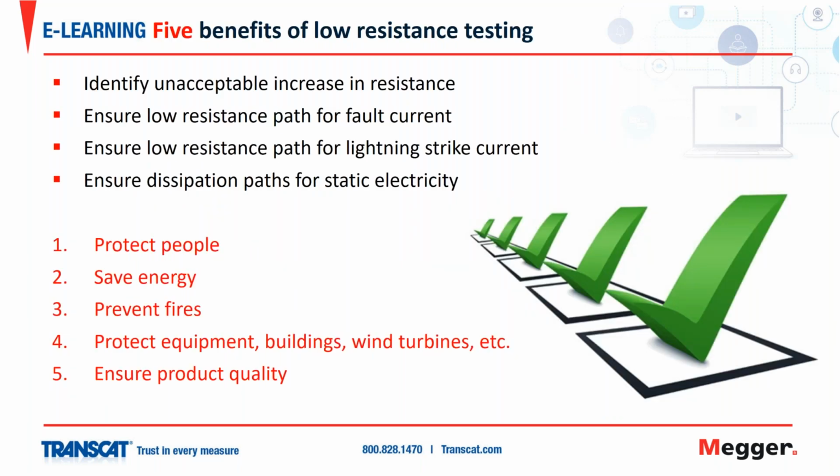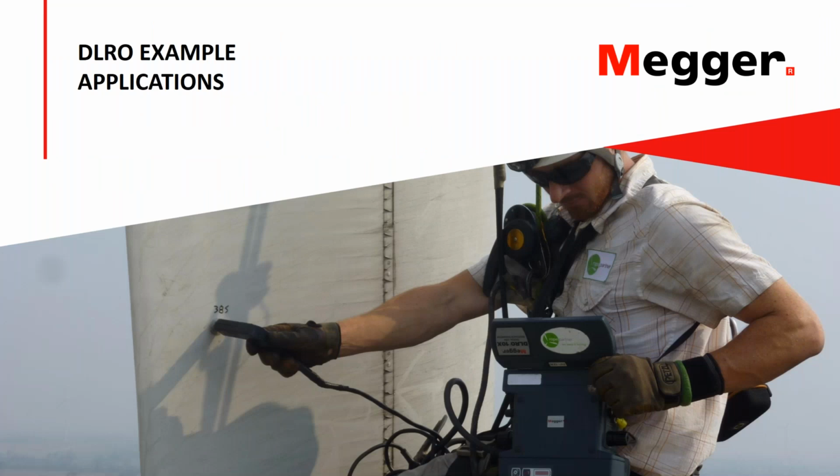So we'll look at just 5 benefits of low resistance testing. Again, we're looking for unacceptable increases in resistance. We want to make sure we have a low resistance path for fault current or lightning strike current. And we just need to make sure there's dissipation paths for static electricity. So all these things protect people, they save energy, and certainly prevent fires, and then just protection of equipment, buildings, wind turbines, etc. And then also in production environments, you want to ensure quality. So we'll move on now to some sample example applications.